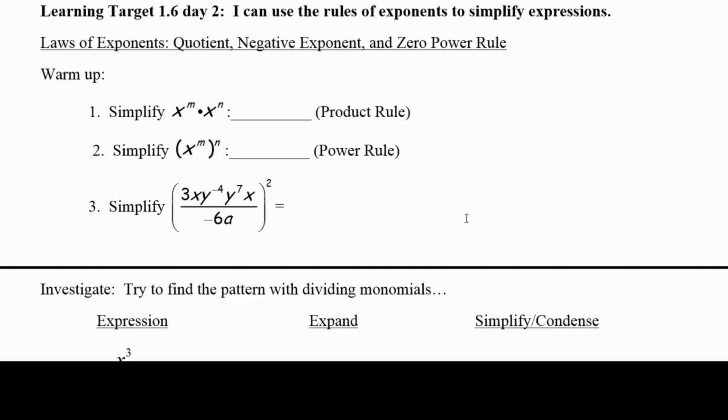So let's just recap our rules that we talked about yesterday. The first one is if you multiply, you add the exponents. And if you take an exponent to an exponent, you multiply them. I'm not going to go over why that is right now. You should watch the first video if you haven't to get that. And today we're going to talk about the quotient rule, negative exponents, and what happens when you have a zero power.